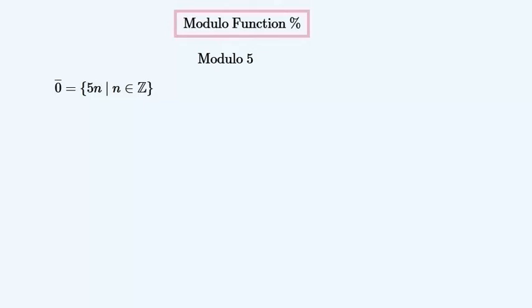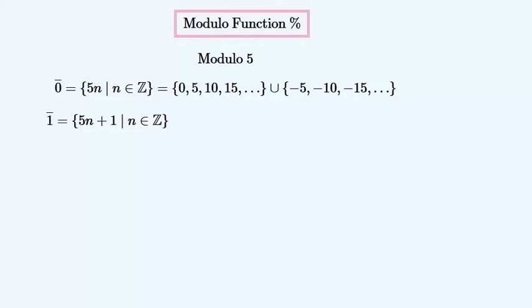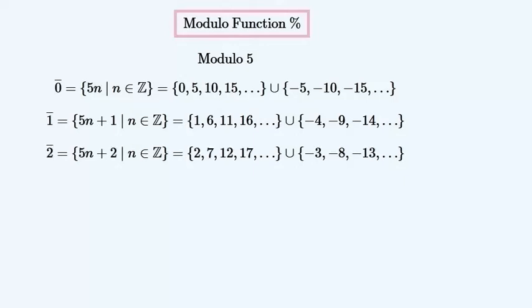So let us look at all of these sets in modulo 5. Let's look at 0 bar. And these are the contents of this set, the multiples of 5. This is 1 bar in modulo 5. And these are all of its elements, being all of the elements in 0 bar with 1 added to them. This is the set 2 bar, which is all of the elements of 0 bar with 2 added to them.